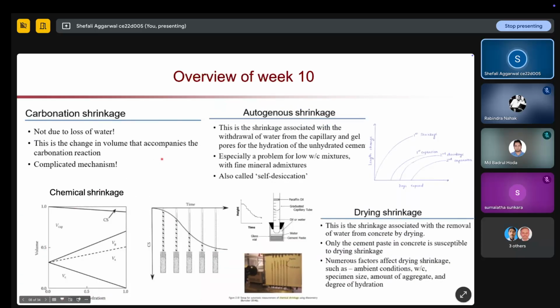Another type of shrinkage which is not due to loss of water is carbonation shrinkage. It is mainly a change in volume due to the carbonation reaction. Does anybody remember the carbonation reaction? So in the carbonation reaction, what is happening here?